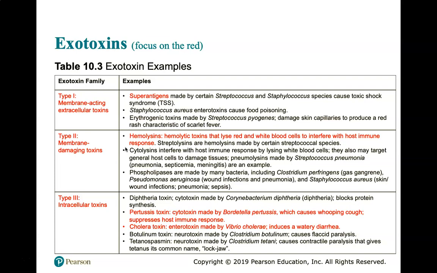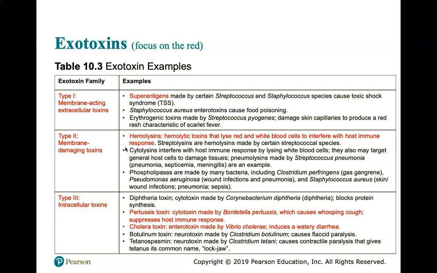It says, "Oh wow, this thing is triggering an over-response by the immune system." So not only does the toxin do damage, but it triggers the immune system to overreact and to do even more damage to our tissues. We'll talk about superantigens in certain specific pathogens later in the semester. But for right now, just knowing what a superantigen is is very important, and that it is a type 1 membrane-acting extracellular toxin. So it triggers an overreaction by the immune system, which ends up harming you.